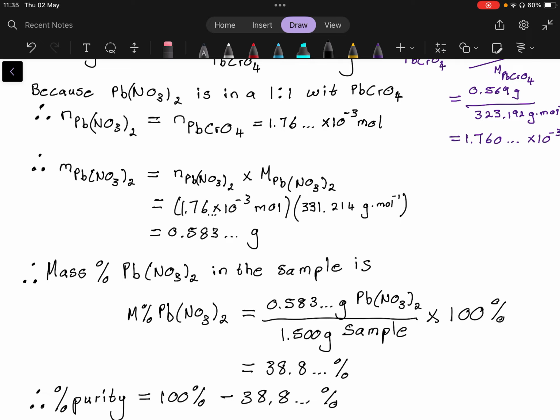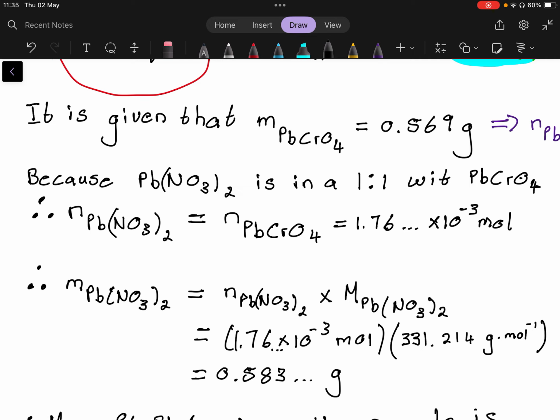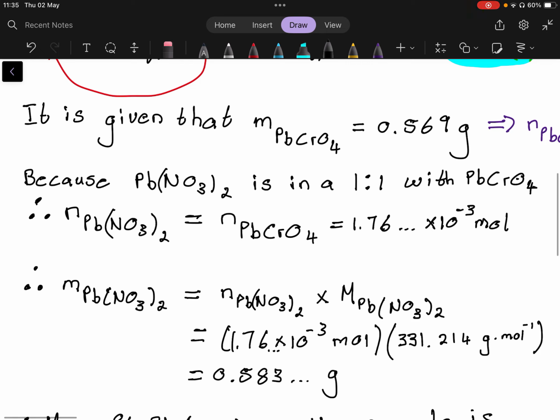It doesn't help that you're just writing stuff, especially when it comes to the mole ratio, because you need to say, because this is in a one-to-one relationship with lead chromate, then you look at how the number of moles relates. Of course, if it's not one-to-one, then you scale a factor here. So then there will be some factor that is related to 2/1 or 3/5 or whatever it needs to be. But you figure that out from your mole ratio.